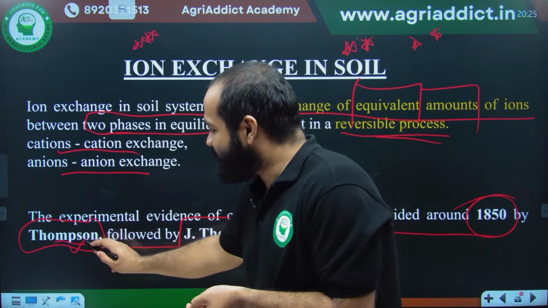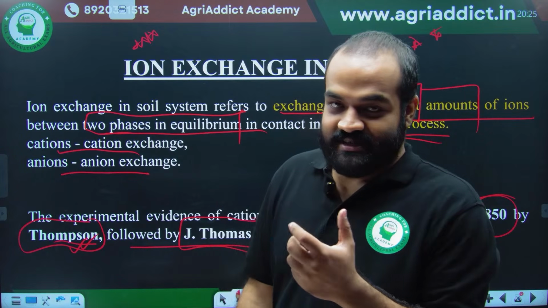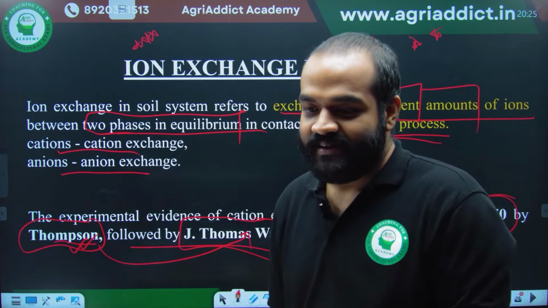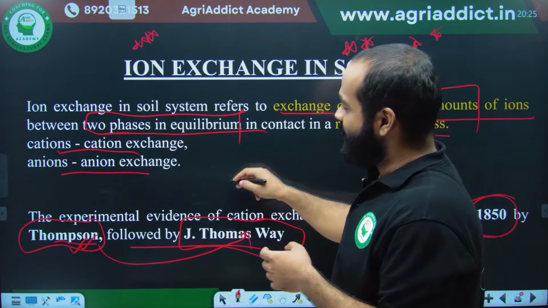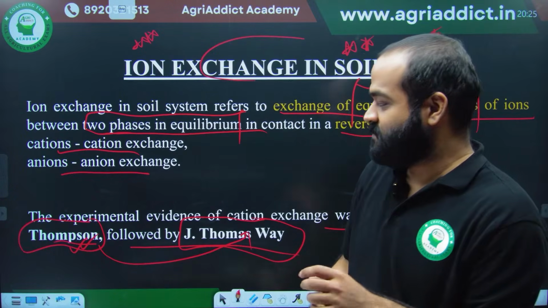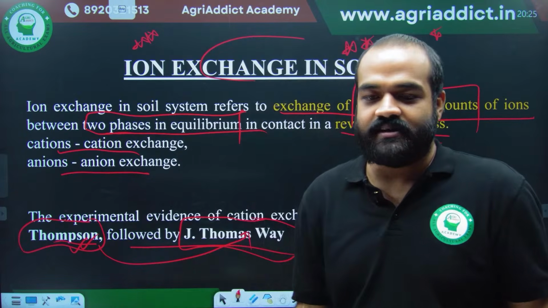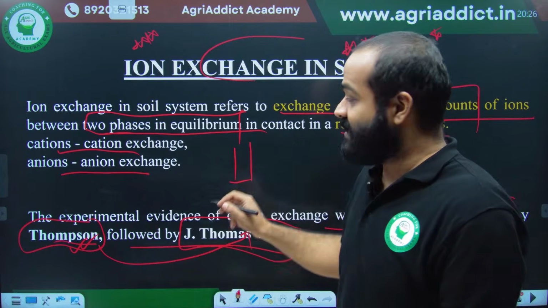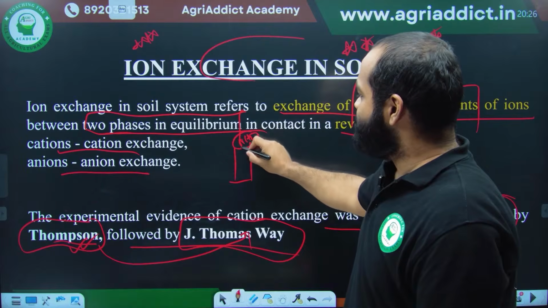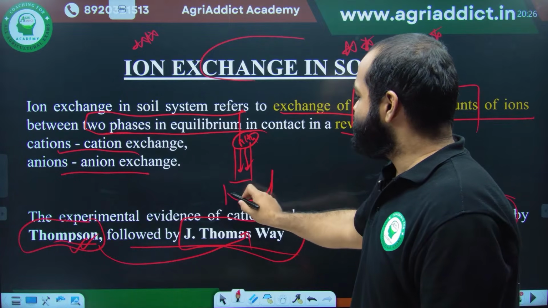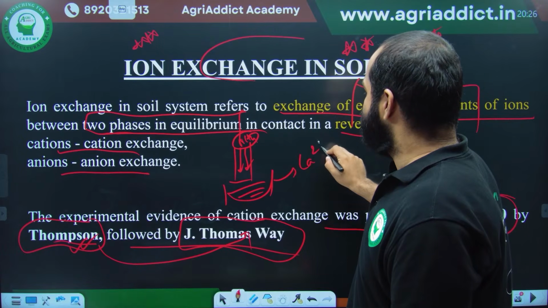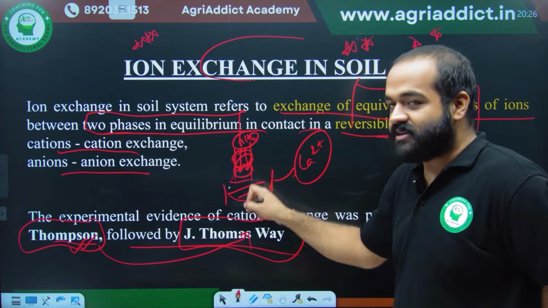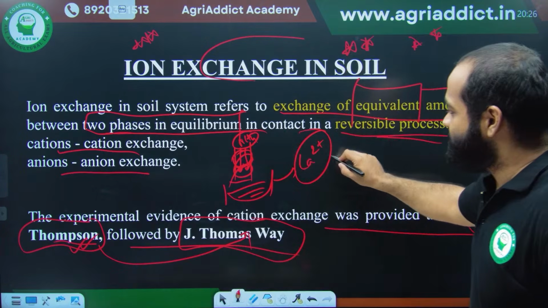So Thomson was the first guy who reported the cation exchange property, and then he contacted and told it to J. Thomas Way, and they together did the experiment, and the cation exchange came into being. So how they did the experiment, I think you have seen in ISSS, or I will tell you. They took a soil column and applied a heavy dosage of ammonium sulfate. Ammonium ions were applied from here, and when they collected the leachate below, they could find Ca2+ ions. So from this they concluded that in the soil column some exchange must have happened, for which the calcium and other ions are coming out.